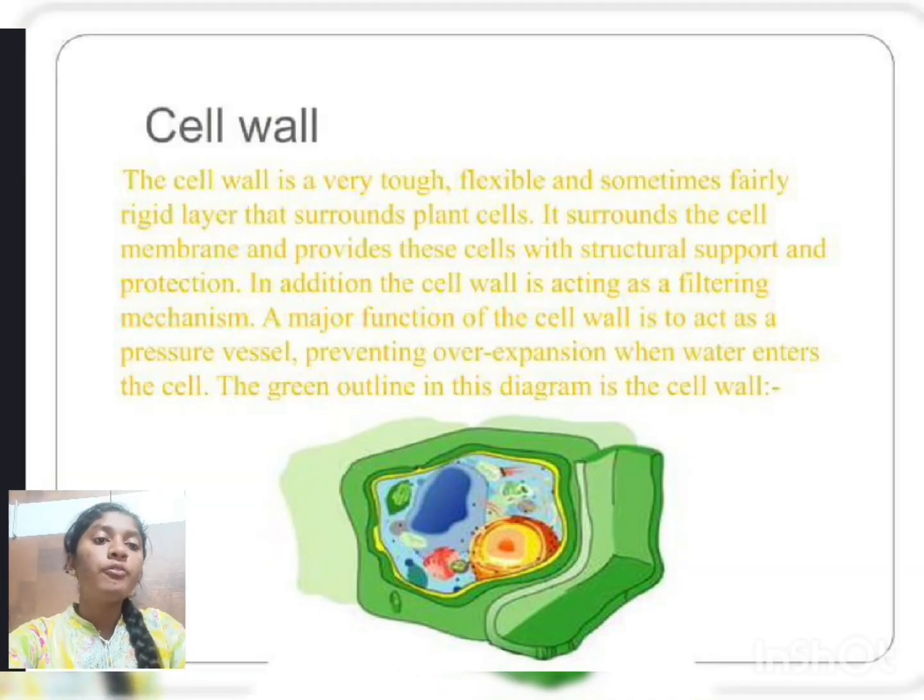Cell wall. A tough, flexible and sometimes rigid layer surrounding plant cells; the cell wall surrounds the cell membrane. The functions of the cell wall are to provide structural support and protection, and it acts as a filtering mechanism. In this diagram, the green outline represents the cell wall.